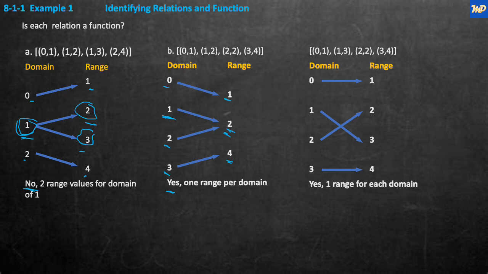Now do the last 2. (0, 1), (1, 3), (2, 2), and (3, 4). So here we have domain 0 goes to range 1. That looks like a function so far. 3 goes to 4. That's a 1-to-1 relationship. Sounds like a function. 1 goes to 3, and 2 goes to 2. The fact that they're crisscrossing here is irrelevant. Yes, 1 range for each domain. So the first one is a relation, and the next 2 are functions.